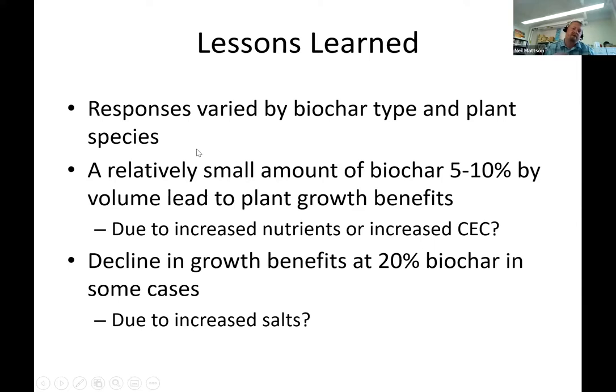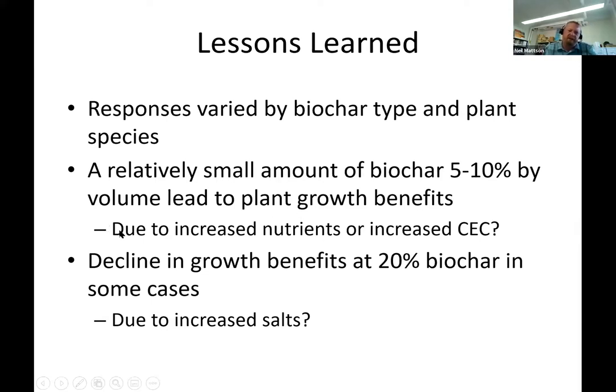So I think ultimately one is going to have to test biochars with your specific crop to make sure that there are benefits that are seen, or at least not detriments that are seen. We saw that a relatively small amount of biochar, often 5 to 10%, led to the greatest plant growth benefits, and often we didn't see additional benefits, at least in terms of plant fresh weight, with 20% biochar.